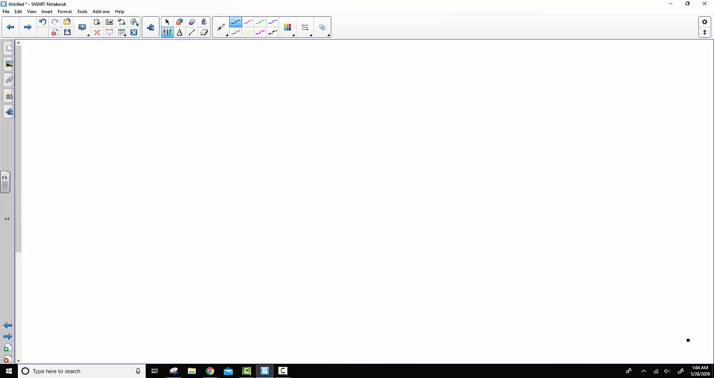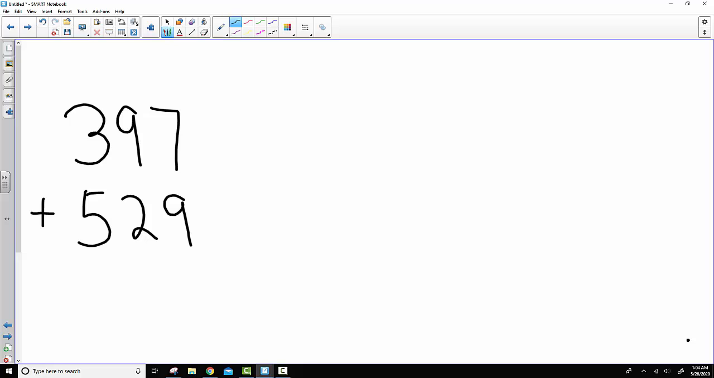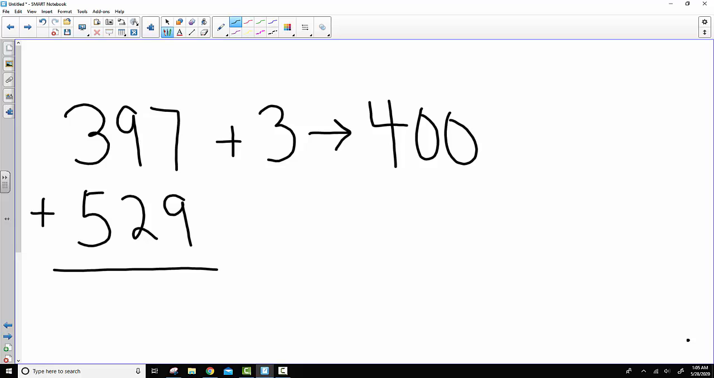For our final example, we're going to try a different strategy. Let's start with the add-ins. 397 added to 529. You might notice that our first add-in is very close to 400. So if we just add 3, we will have the number 400. This is very easy to add to 529.